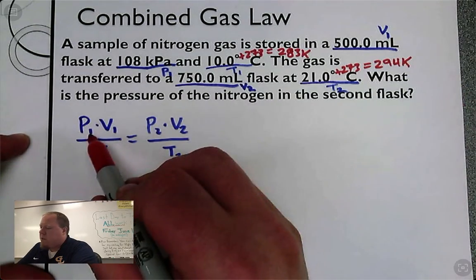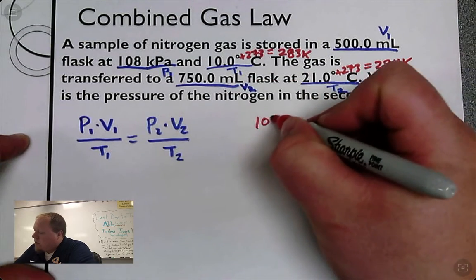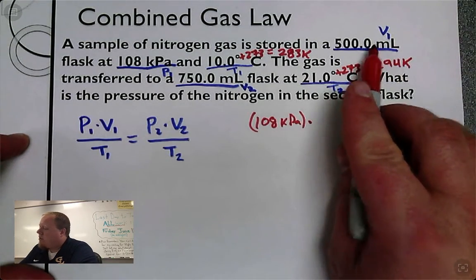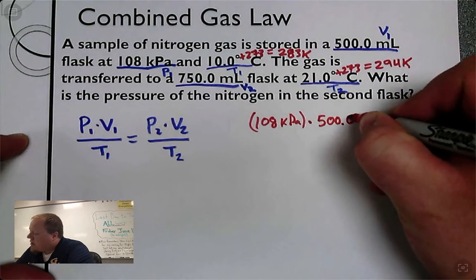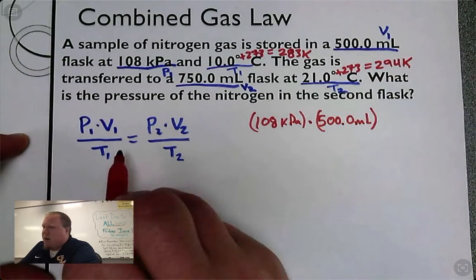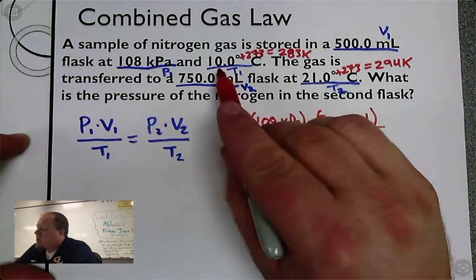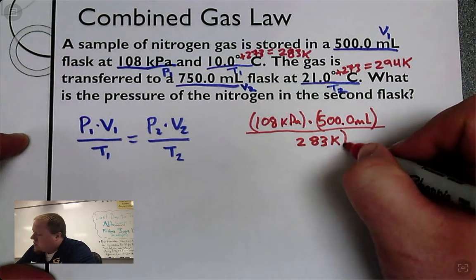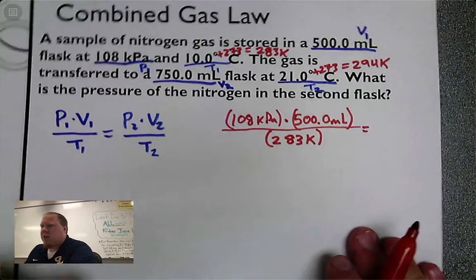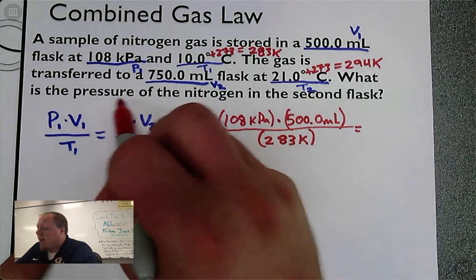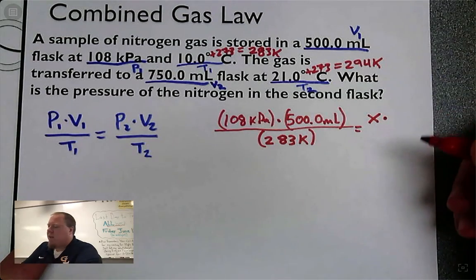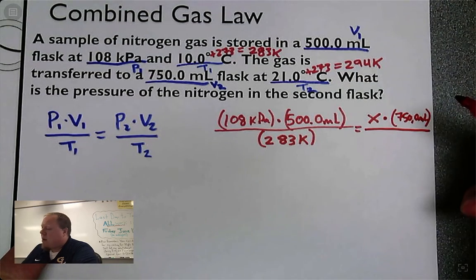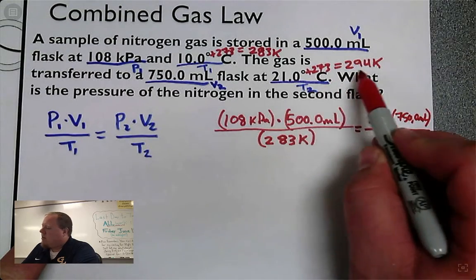So let me start plugging these in. P1 is 108 kilopascals, times V1, which is 500.0 milliliters. And I'm including that 0.0 so that I can remember that I get that sig fig later. Divided by T1, which is 10 degrees or 283 Kelvin. Equals. Now I go to the other side. P2, I don't know. Okay, that's what it's asking me for. So I'm just going to put that as X times V2, which is 750.0 milliliters, divided by T2, which is 21 degrees Celsius or 294 Kelvin.